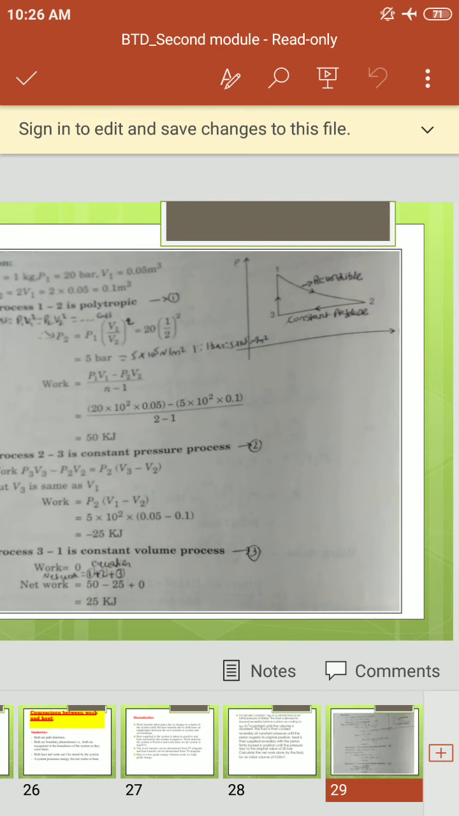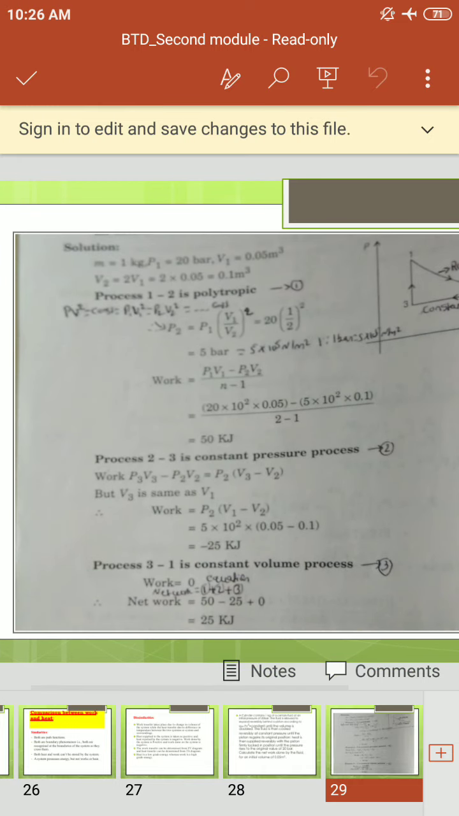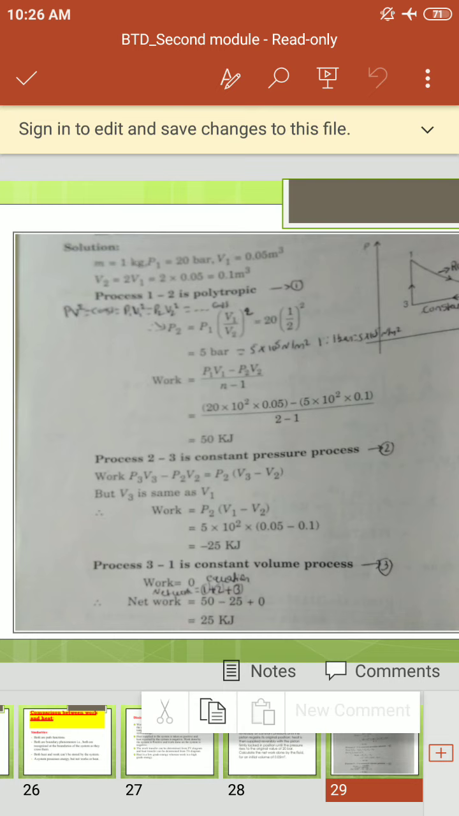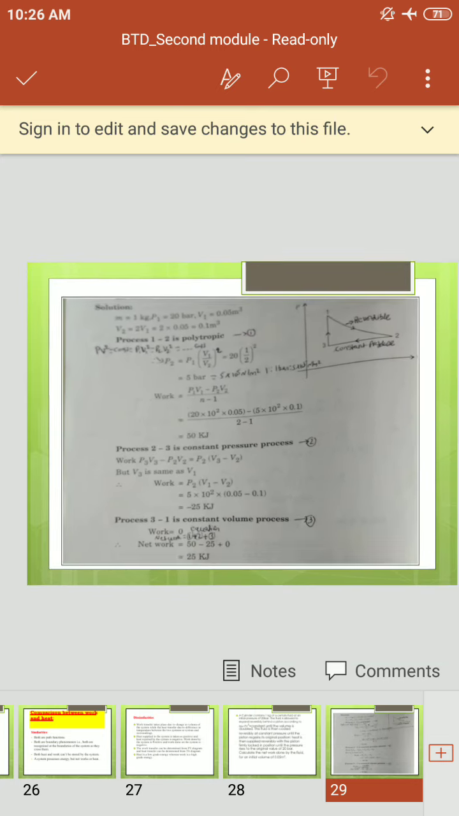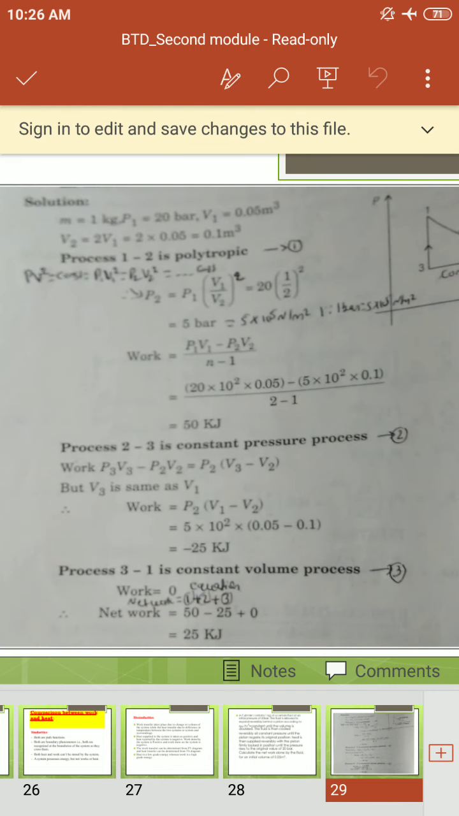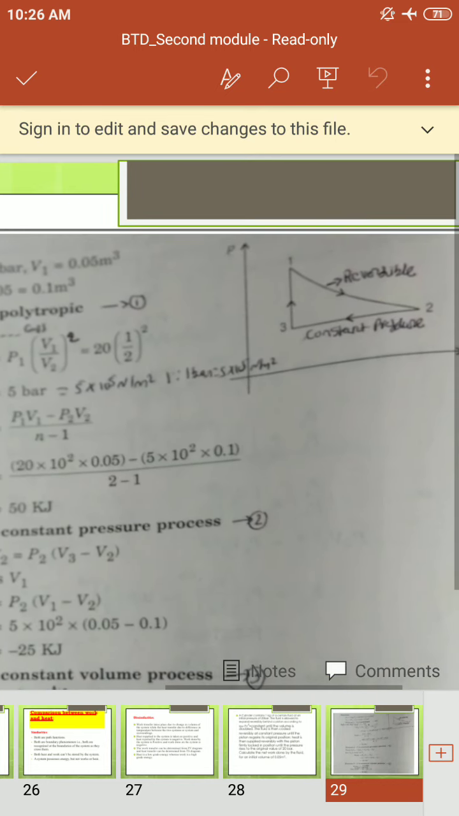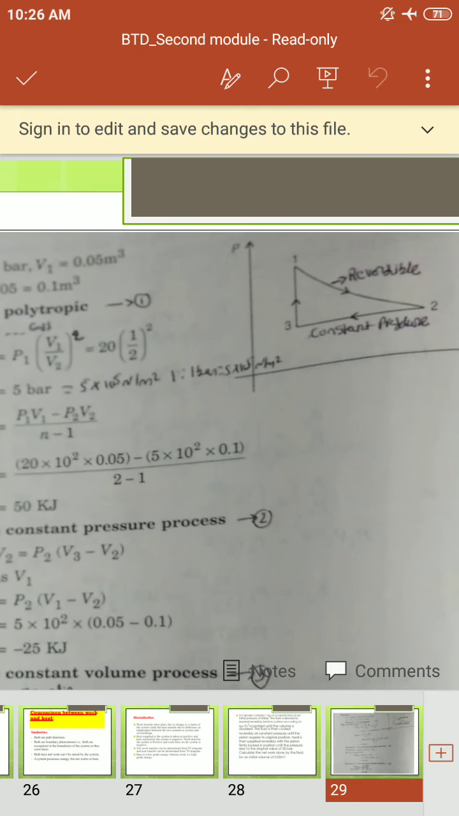In this case, work is P3 V3 minus P2 V2, equal to P2 into (V3 minus V2). Take P2 as common, because constant pressure means here P2 equals P3. Therefore, once P2 equals P3, take P2 into, because you know the value of P2, inside the bracket V3 minus V2, close that bracket. What is V3 here? By seeing that sketch, it is a straight line. Volume is constant, so V3 equals V1 here.